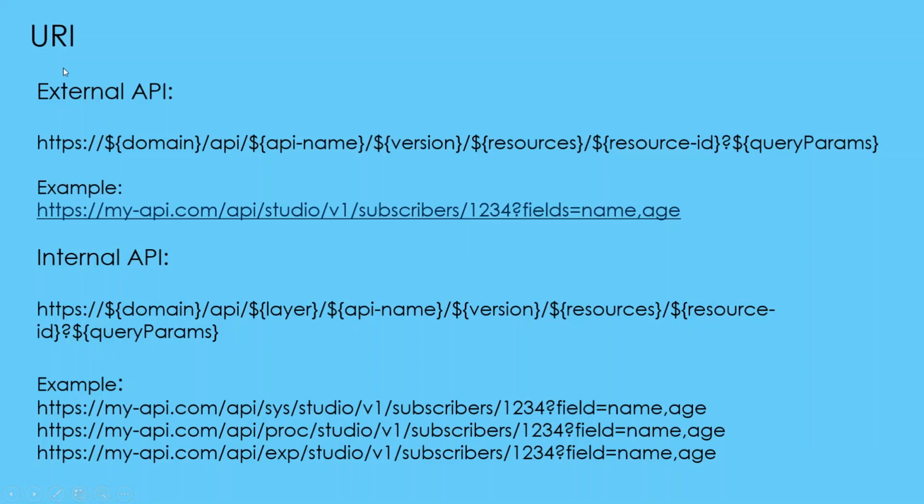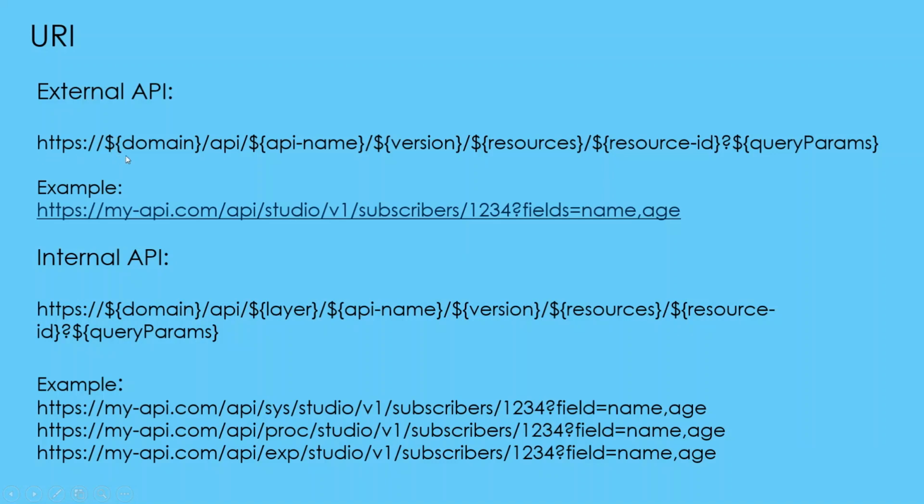proper URI structure that should be followed. So to demonstrate, I have two APIs, external and internal, like we discussed at the beginning of this video, that there could be external facing APIs and internal facing APIs. So the convention is slightly different for both the APIs. So let's take a look at the external API.